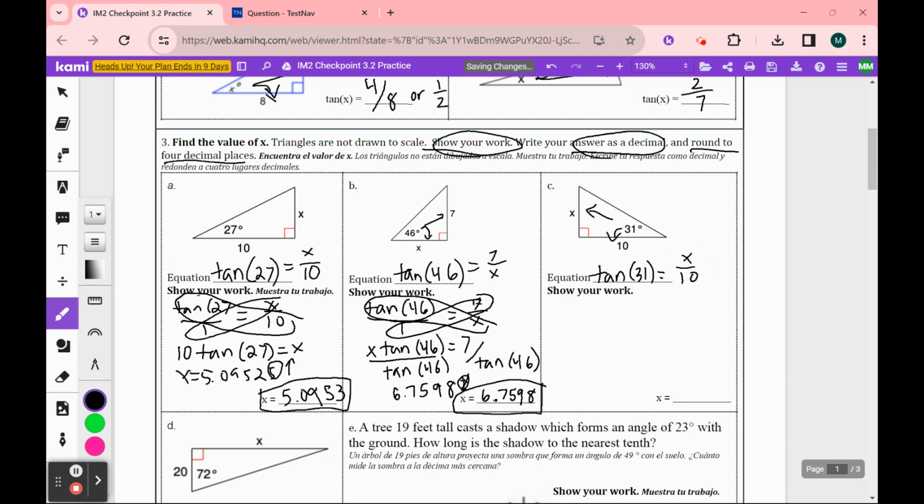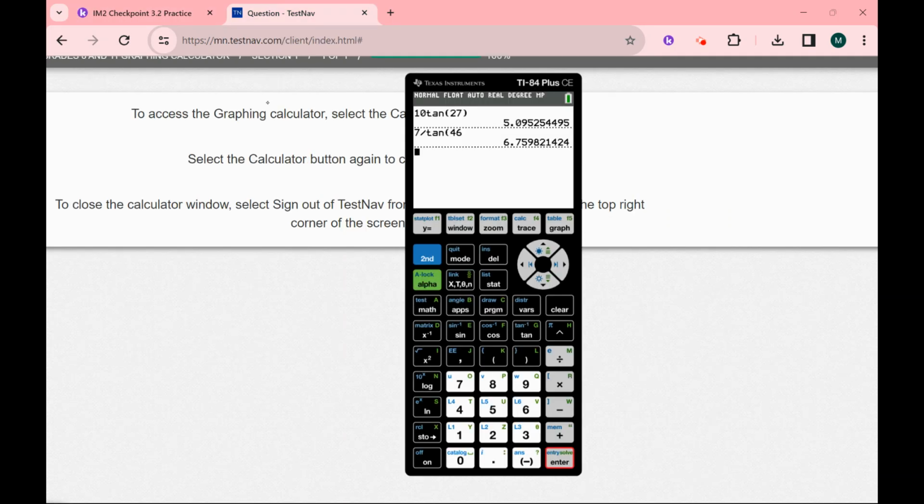Okay, next problem. This time I have tan of 31, still opposite over adjacent equals x over 10. Really? I have another 10 on the bottom? Anyway, tan of 31, I'm going to set up my proportion, put that over 1, equals x over 10. I cross multiply. I have x equals 10 times tan of 31.